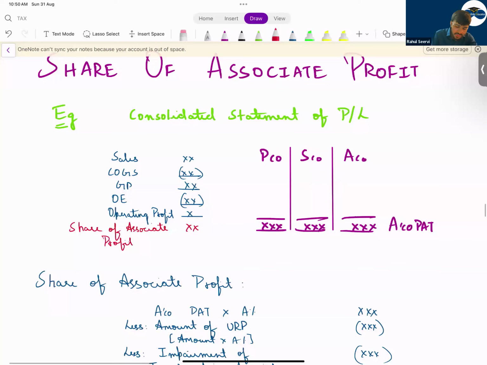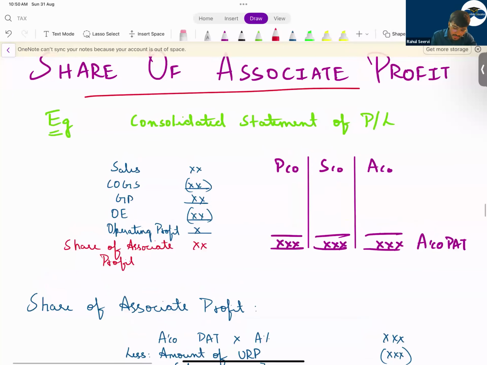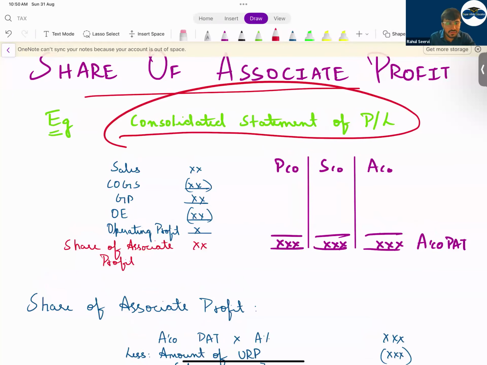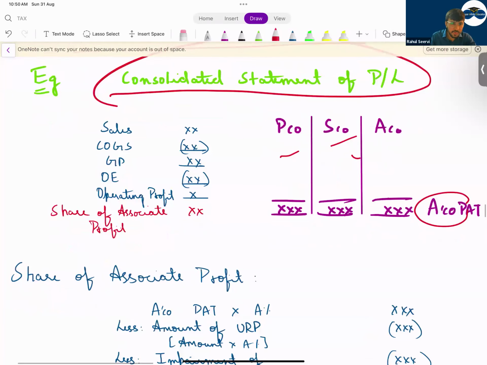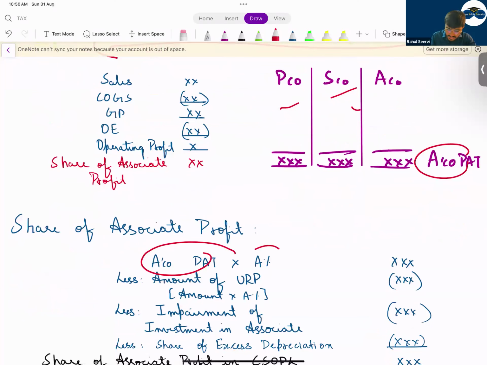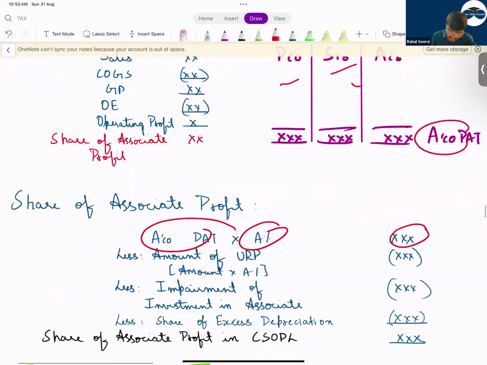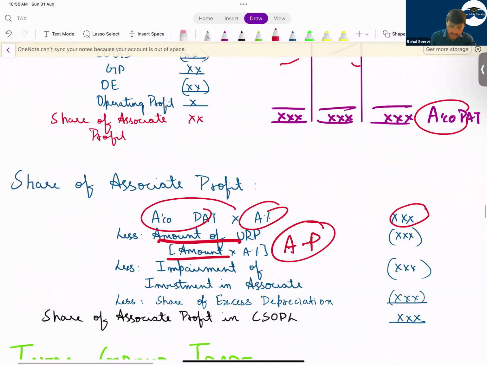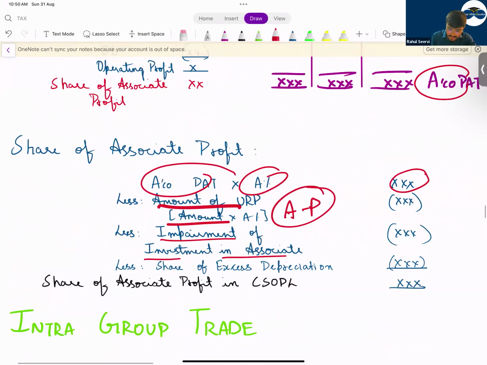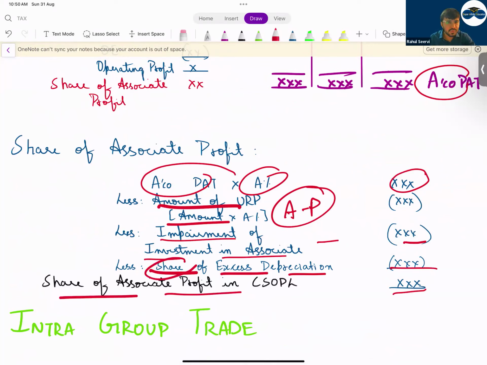In P&L, how do we record? Share of associate profit. So you write it on the consolidated statement of profit and loss. Whatever the associate profit after tax is, you take it into the percentage, you record it, less the amount of URP. This will be from A to P sale, and less impairment of investment in associate, less share of excess depreciation. You multiply by the percentage, then you will get the share of associate profit in consolidated P&L.